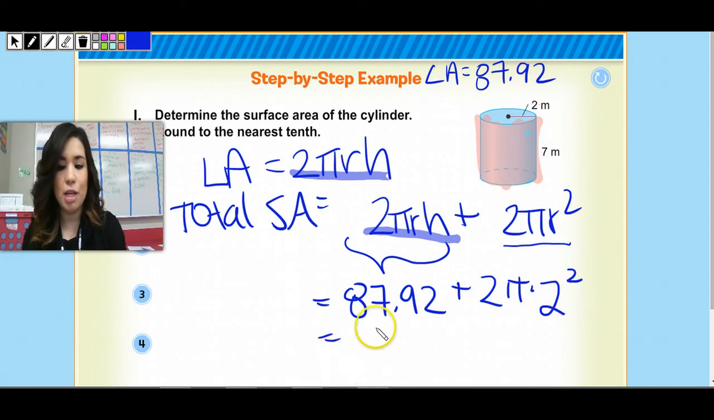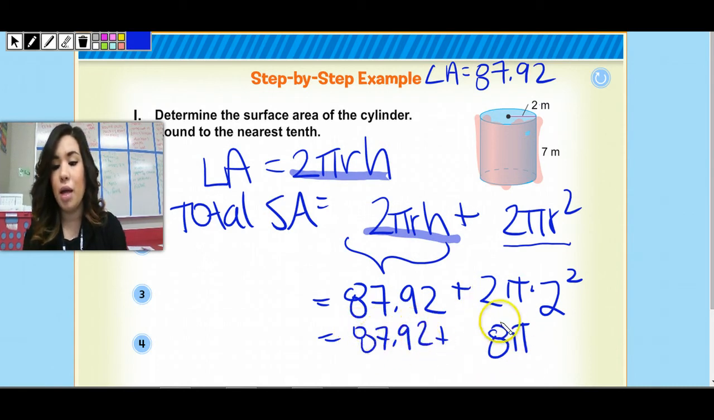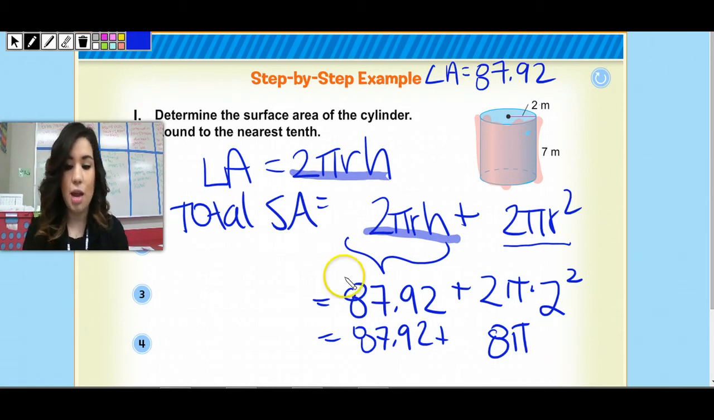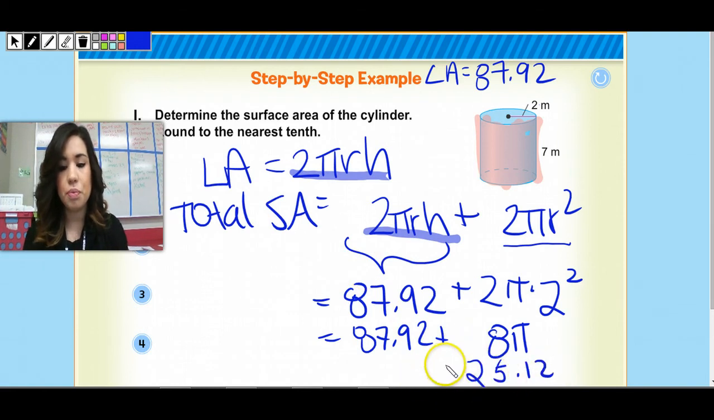Again, save pi for dessert. Let's do 2 squared. 2 times 2 is 4, and 4 times 2 is 8. So I have 8 pi plus 87.92. I'm going to go ahead and actually solve that. Remember, we're going to use 3.14 for pi, so that's 8 times 3.14, and I get 25.12. And I'm going to add that to 87.92, which was my lateral area.